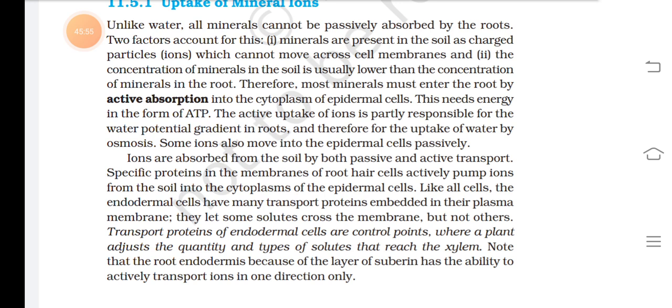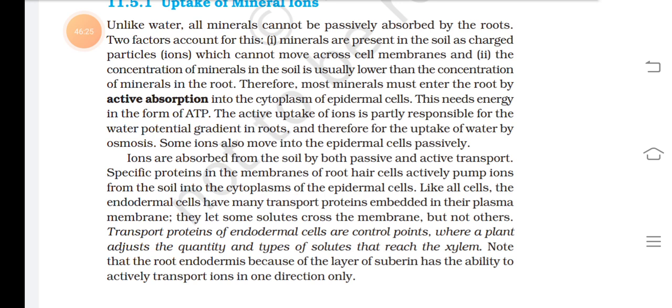Ions are absorbed from the soil by both passive and active transport. Specific proteins in the membranes of root hair cells actively pump ions from the soil into the cytoplasm of the epidermal cell. Like all cells, the endodermal cells have many transport proteins embedded in their plasma membrane. They let some solutes cross the membrane, but not others.